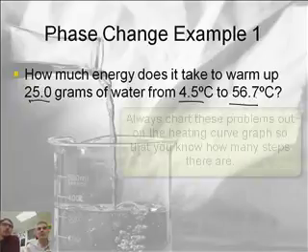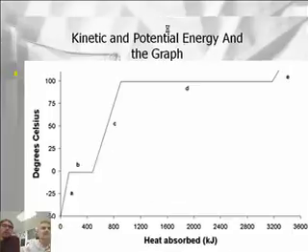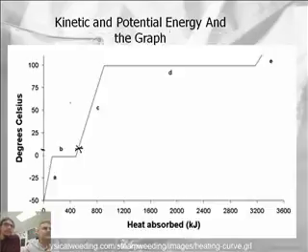I think it's important to always start with that. Now, this is water. And so for water, if I'm at 4.5 degrees, that would be about right here. And I'm going to go to what temperature? 56.7. So I'm going to go from here to here. So the only thing we have to do here is Q equals MC delta T.